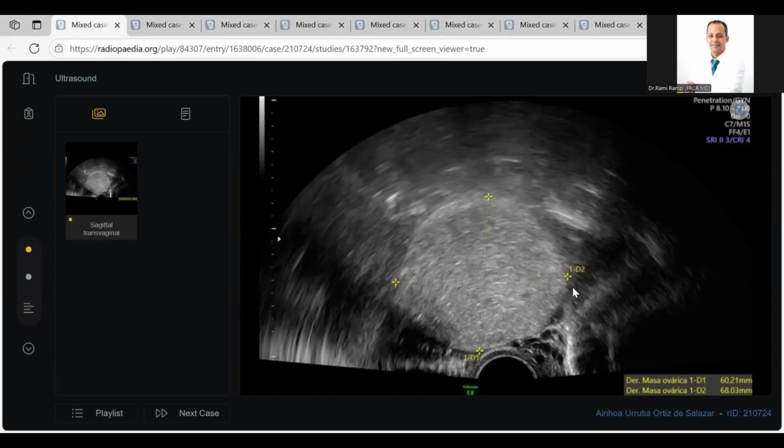Okay, so this is a transvaginal ultrasound showing a well-defined hyperechoic rounded lesion in the pelvis, measuring about 6 by 6.8 centimeters. It is homogeneous in echotexture. There is no shadowing, so no evidence of calcification. No other lesions identified.